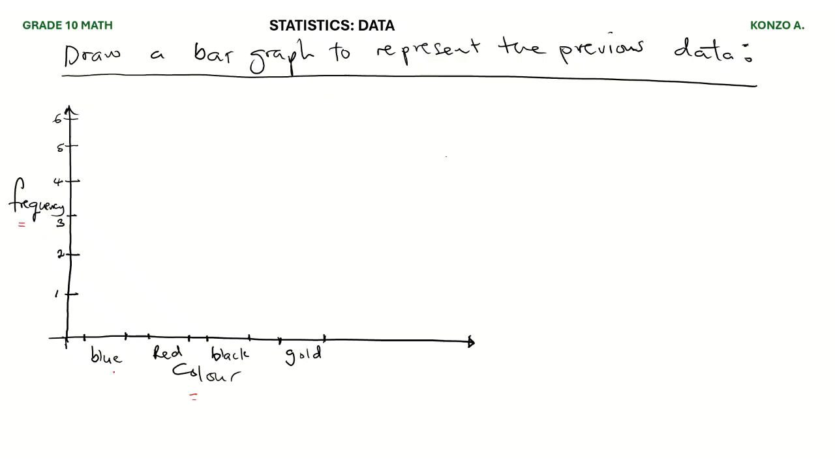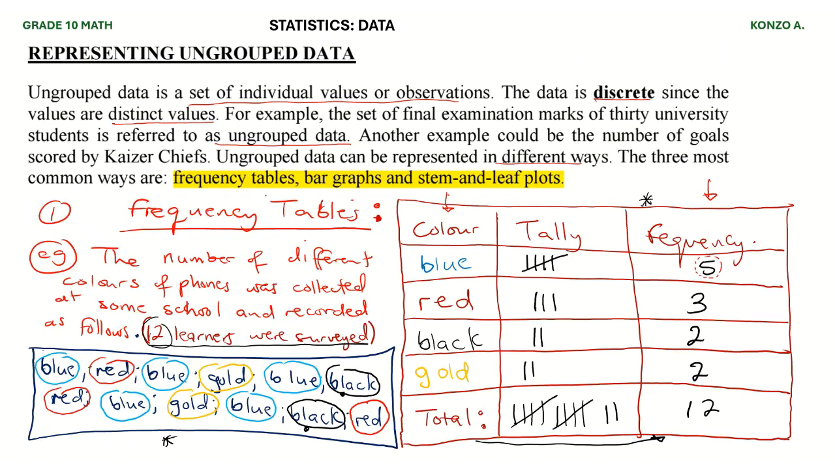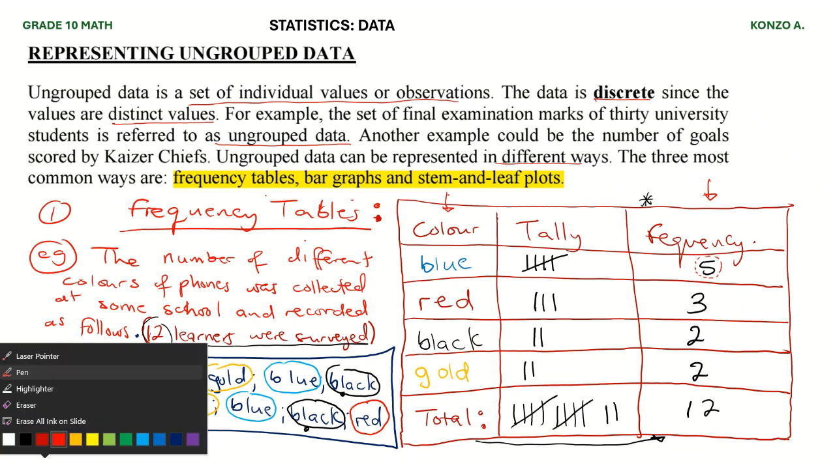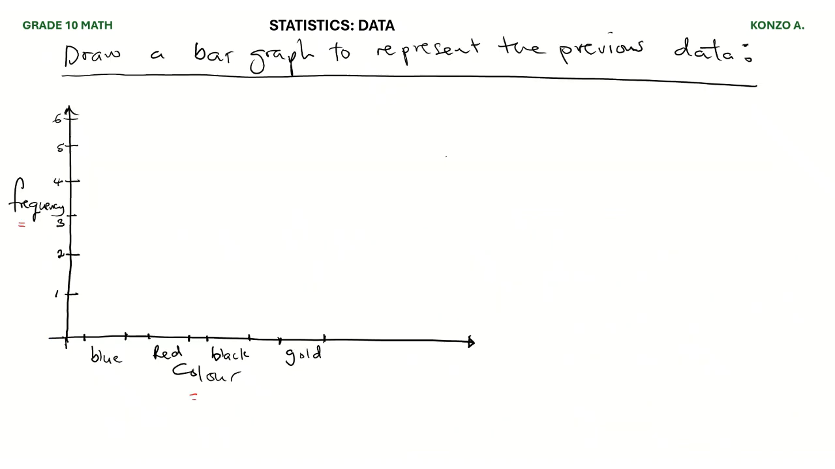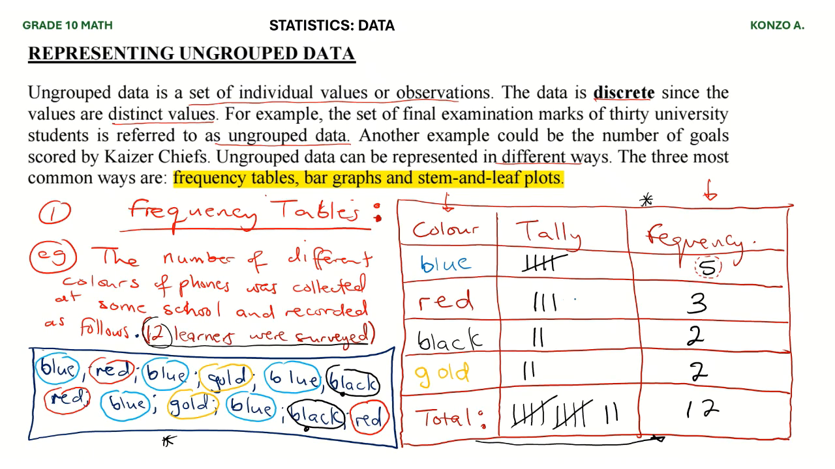Now what we need is to draw the blue bar, and we need to know how many phones were blue, and this is 5. So let me quickly grab a blue color. This should be 5, so I need that to get up to here. My lines may not be exactly as straight as you would like, but that would be the bar graph for the blue phone. Out of the 12 learners we surveyed, we got 5 of those.